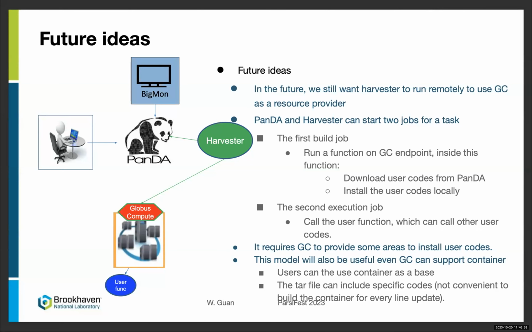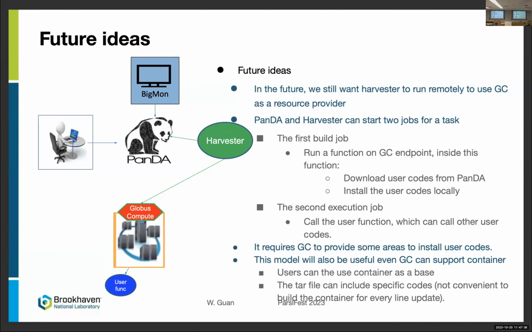If GC can support containers, the user can use the container as a base. Then the top layer can include some specific code, because it's not convenient for users to build a container for every line update or for debugging. And it's also not convenient for physicists who are not familiar with containers to build containers. Okay, that's all. Thanks.